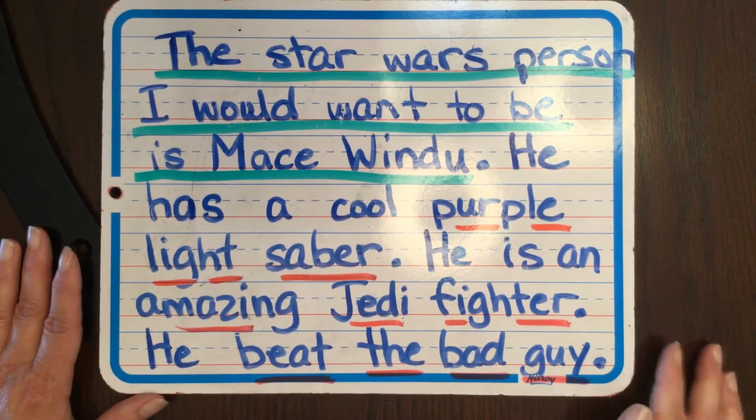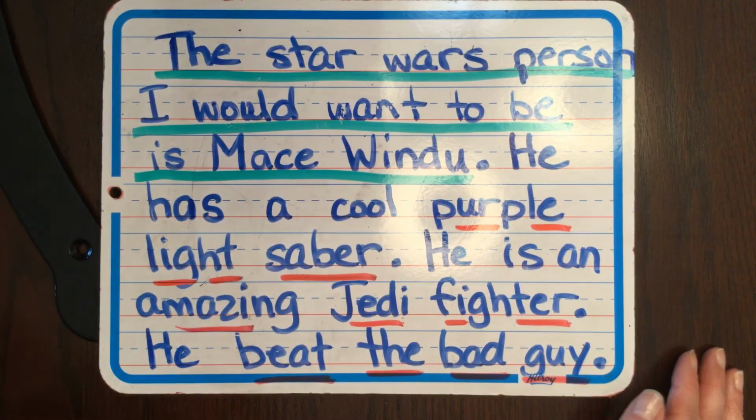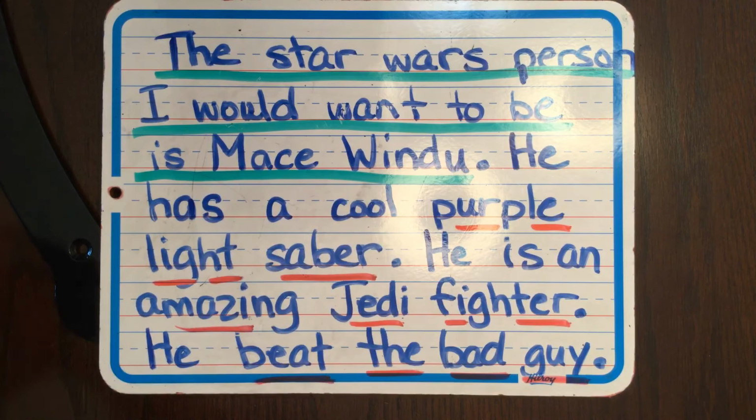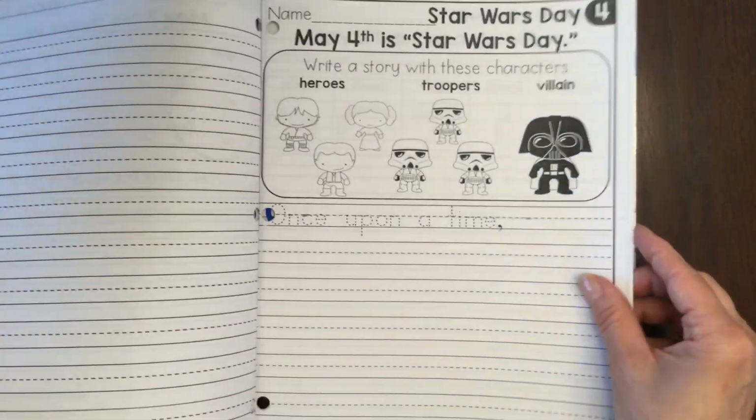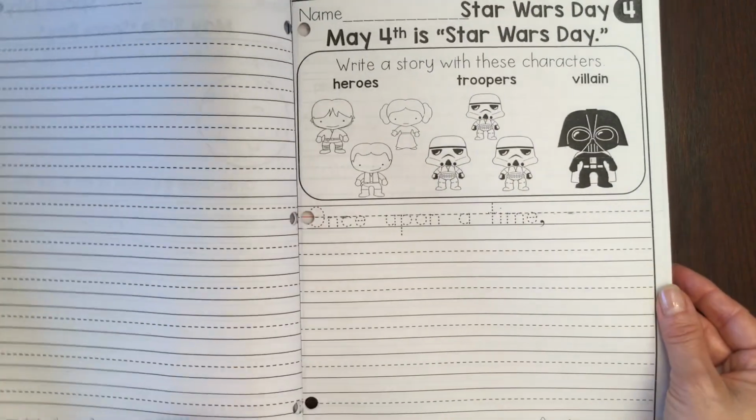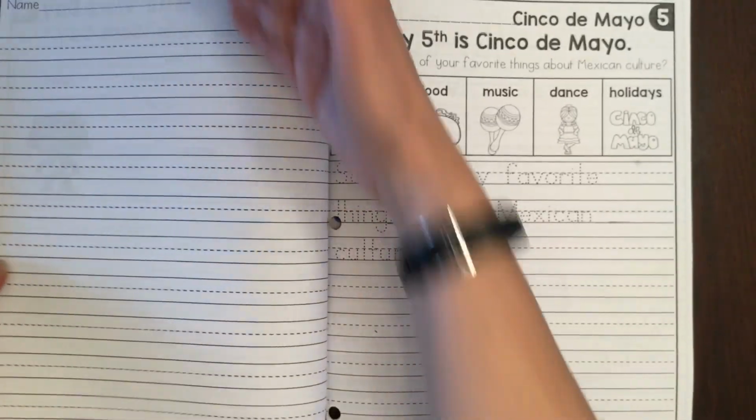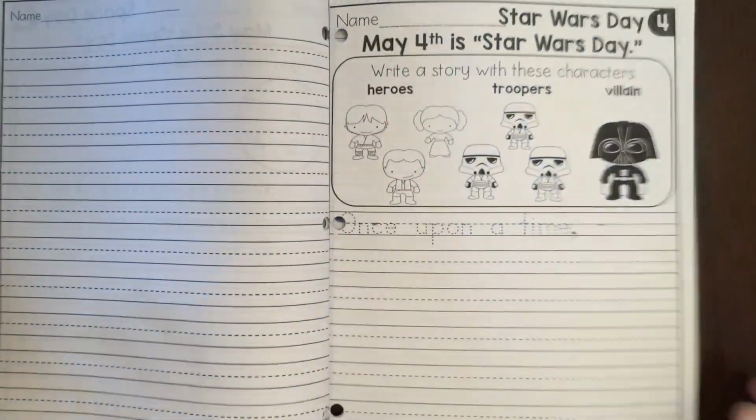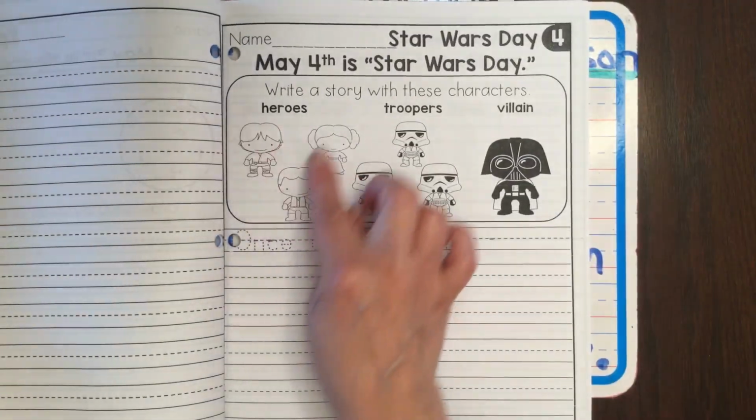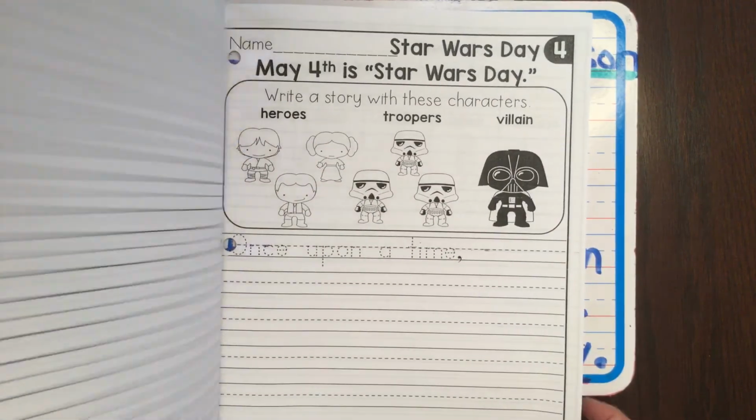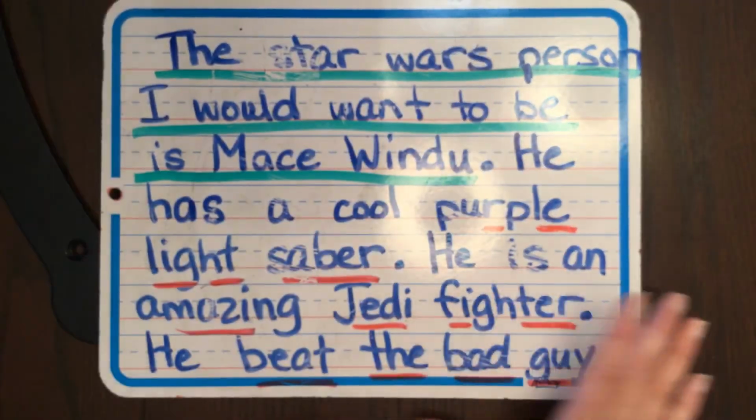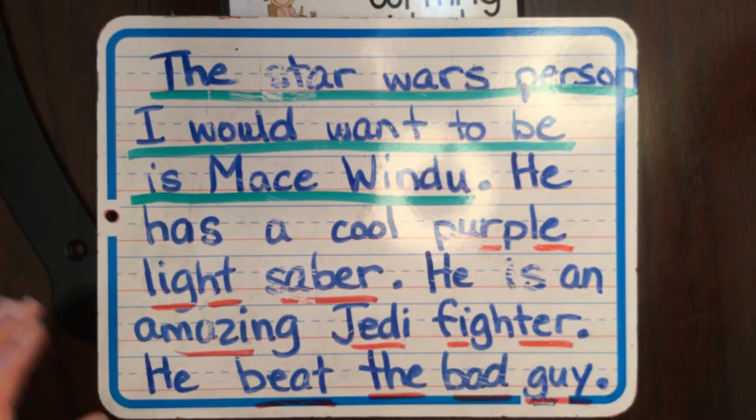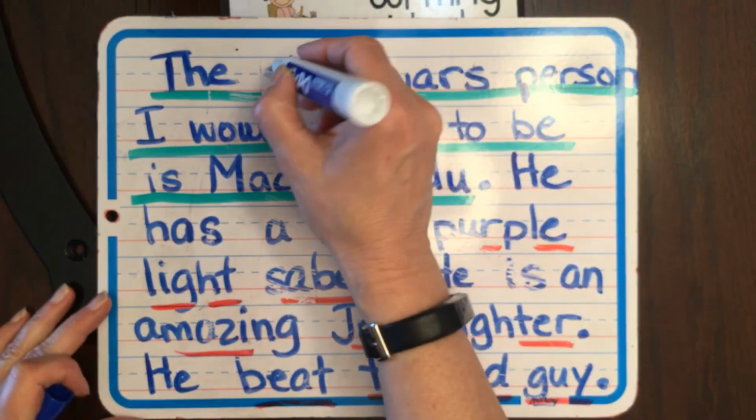Go ahead, my friends, and write your story about what Jedi warrior you would like to be. Remember, you can use the page in your writing journal. And if you go longer than here, there's a whole blank page on the back for you to finish. You can color and label your characters that you're writing about. Or if you write on a separate piece of paper or on a whiteboard like I did, you can go ahead and draw a picture of who you would want to be.